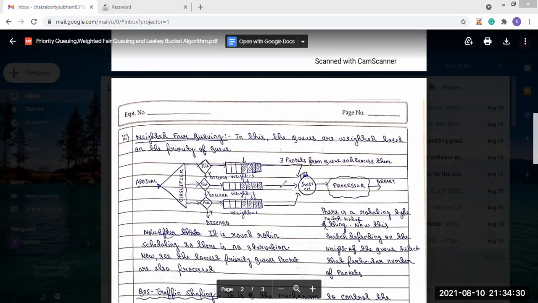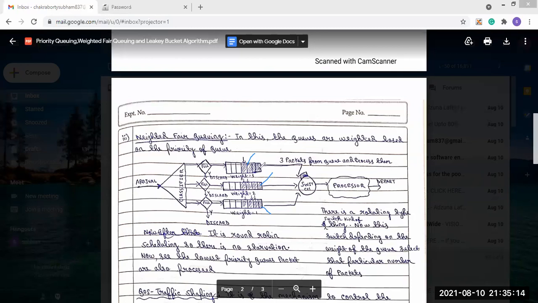Now some changes happen here. What changes? Same as before, the packet arrives, and after arrival there is a classifier which classifies the packet according to priority. Here you see each queue has some weight given. For this queue the weight is 3, for this queue the weight is 2, and for this queue the weight is 1. So every queue is given a weight.